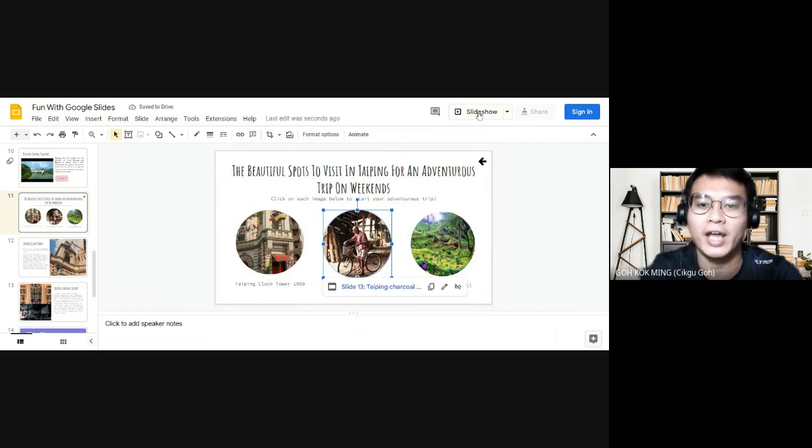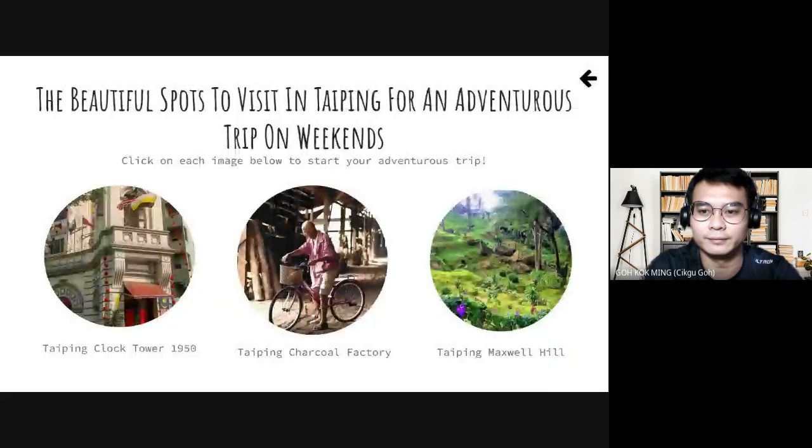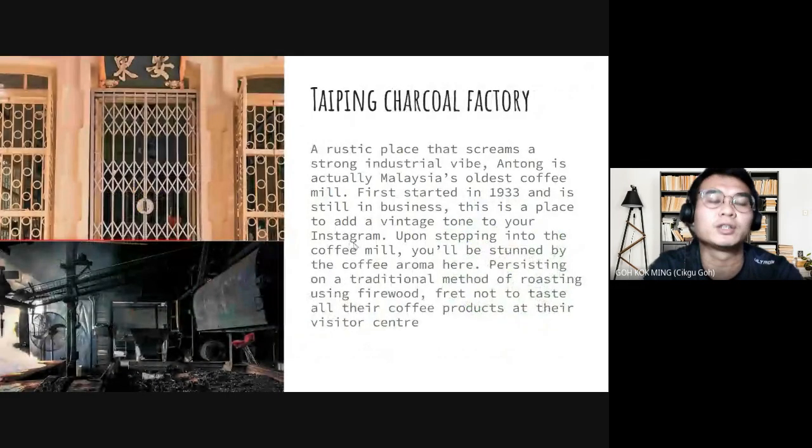So when we slideshow it, we wait for a while. The cursor will turn into a fingertip. However, this one has not been activated, so it remains a normal cursor. When we activate it and click on that, it will link to the page that we wish the student to go to. So this is Taiping Charcoal Factory, another history place in Taiping, Malaysia.